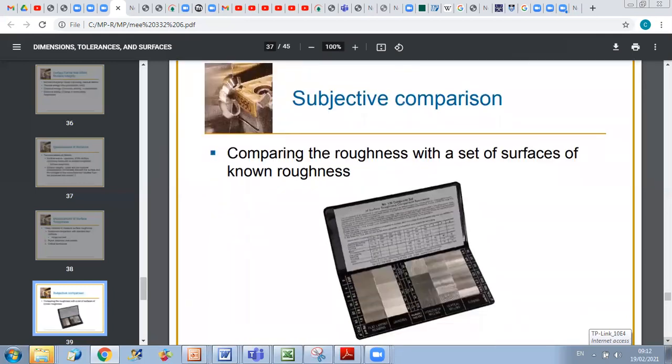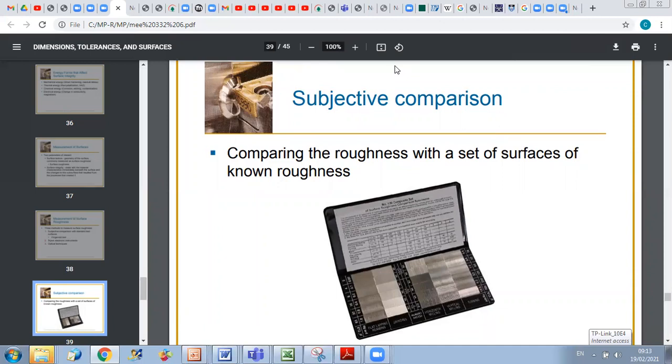First, what about subjective comparison? It consists of comparing the roughness with a set of surfaces of known roughness. If you have several surfaces with known roughness, by touching them, you compare the touch of these surfaces to the actual surface. When you see that it's nearly the same, you can say that it has comparable roughness. But of course, this is not an accurate method, and as we go into smaller roughness, it will not work anymore. Okay, and we need more sophisticated tools to use.